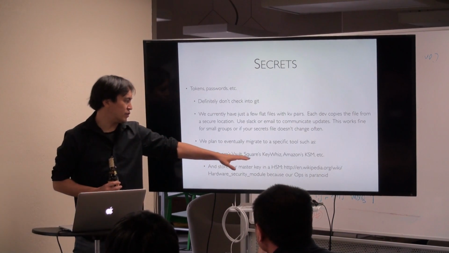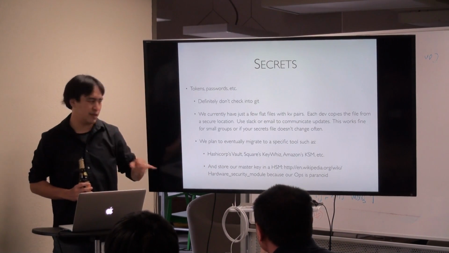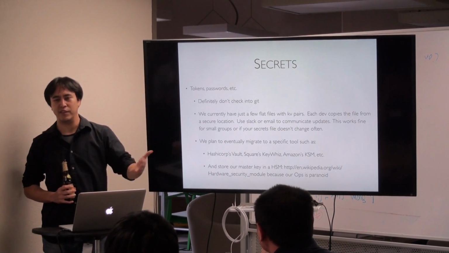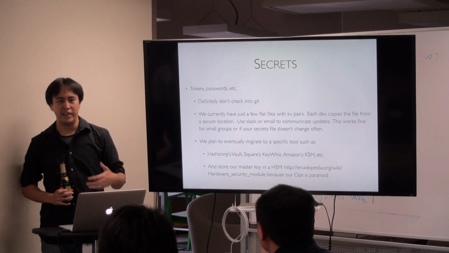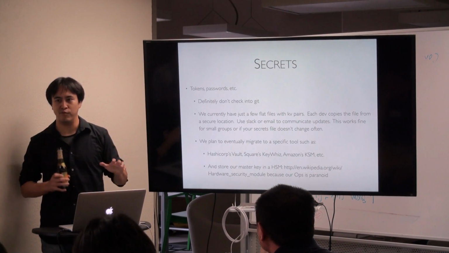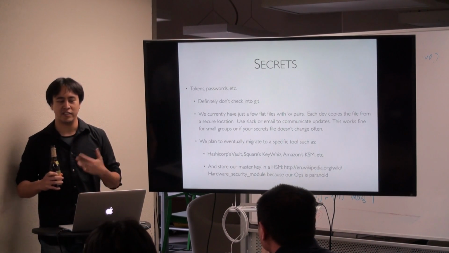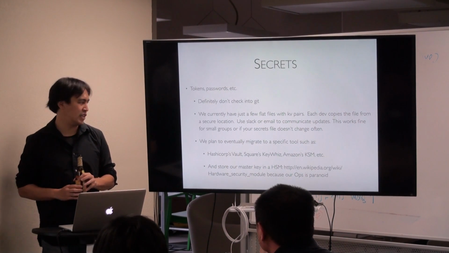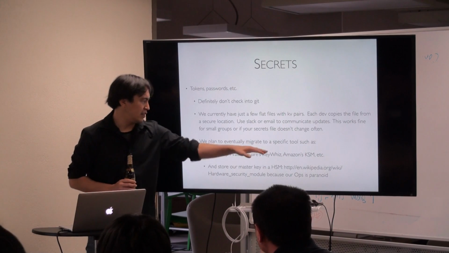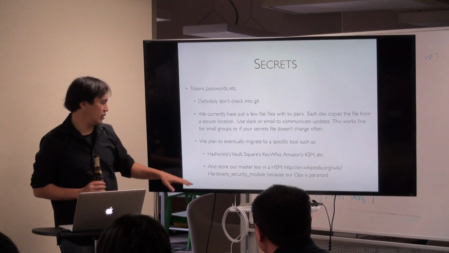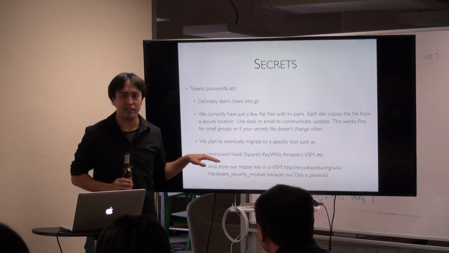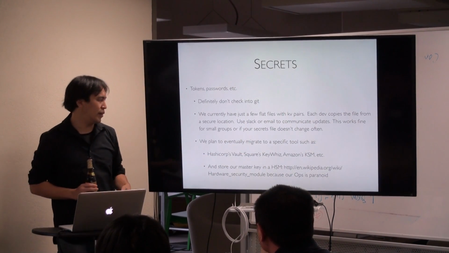HashiCorp and Square just released two products in the past couple of months. I think one is called Vault and the other is called KeyWhiz, and these are both designed with a lot of security requirements in mind to actually solve this problem of how do I share secrets while doing the right thing with respect to keeping them secret. Amazon's KMS is another solution. We don't use these products yet. We probably will at some point.